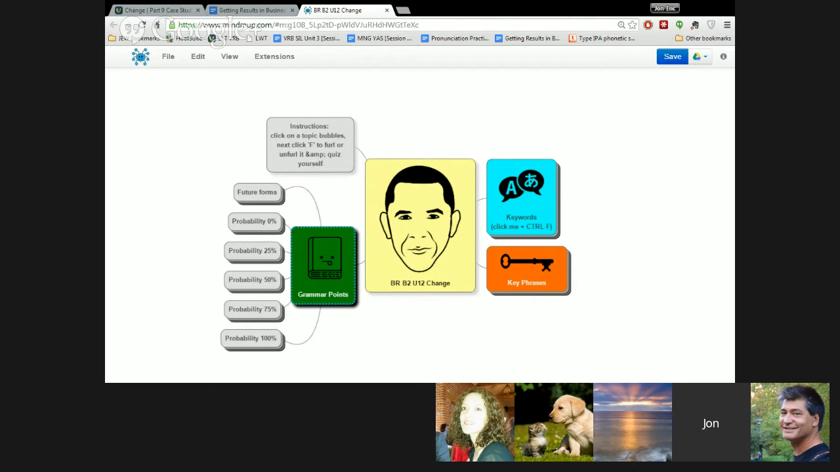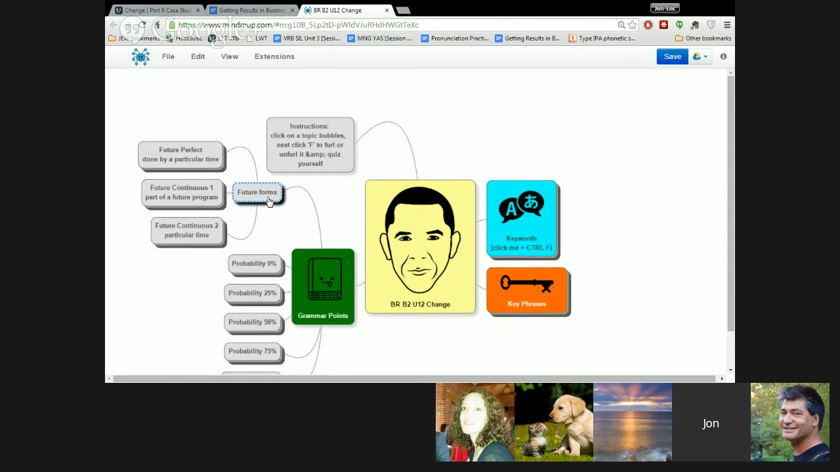There we go. This is what we learned in the grammatical section that we did yesterday. We learned future forms, and we learned ways to talk about probability. So let's look at future forms first. On the left side, we learned the future perfect, and we learned two ways to use the future continuous.